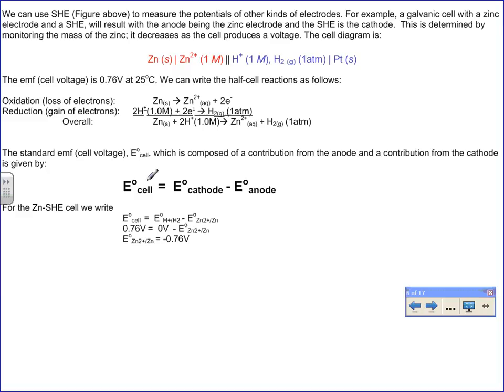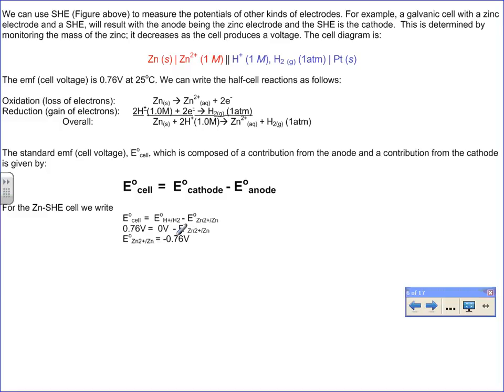So as I said before, to determine the E cell, we need to take the reduction potential of the cathode and we need to subtract the reduction potential of the anode. So in this case, I know the overall cell potential is 0.76. I know the cell potential of the cathode is 0 because I've assigned it to be that. So I can find the cell potential of the anode, and it is measured to be 0.76.